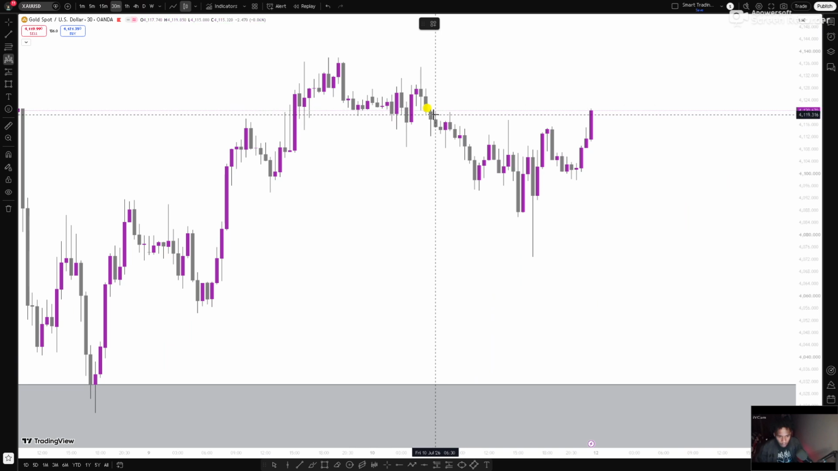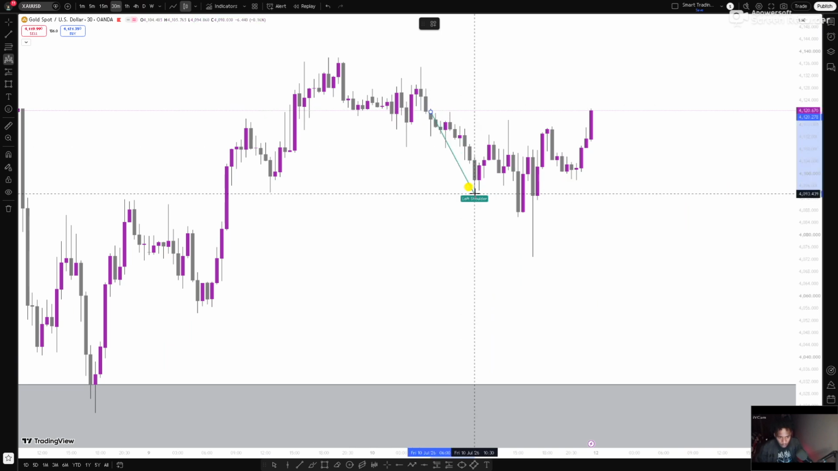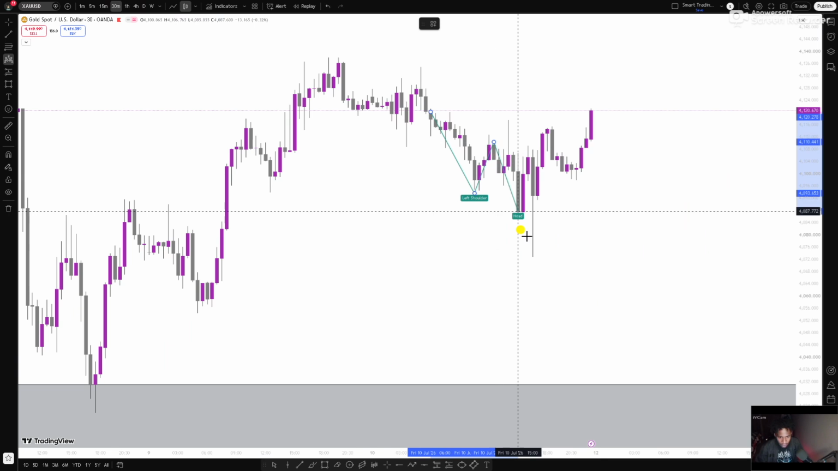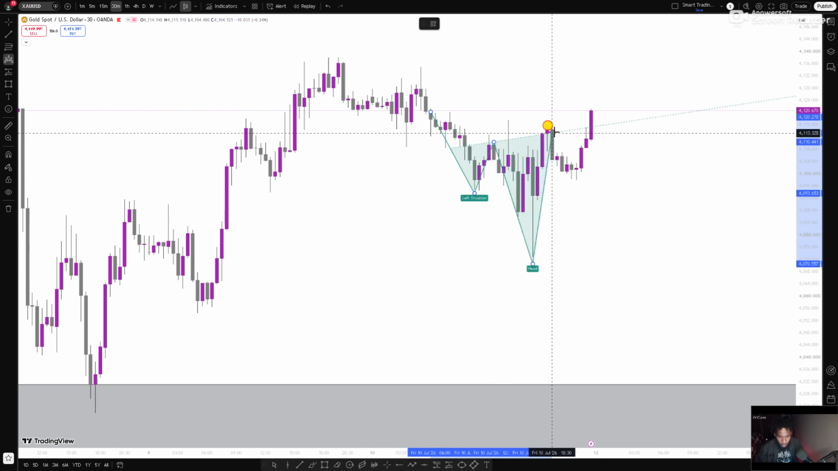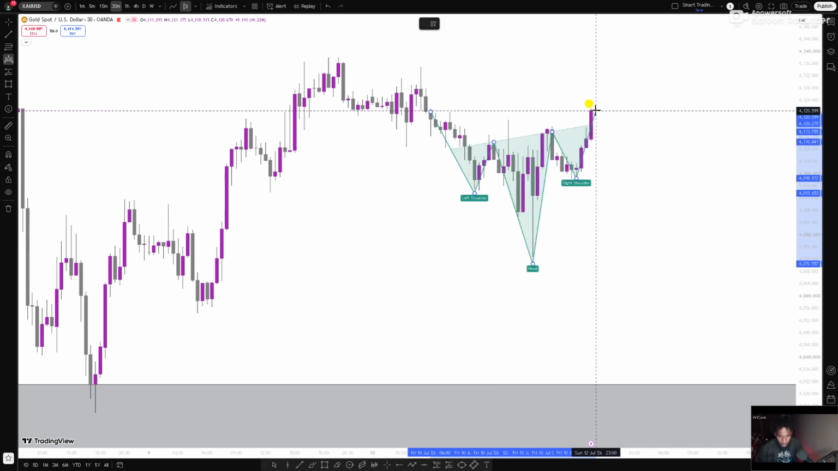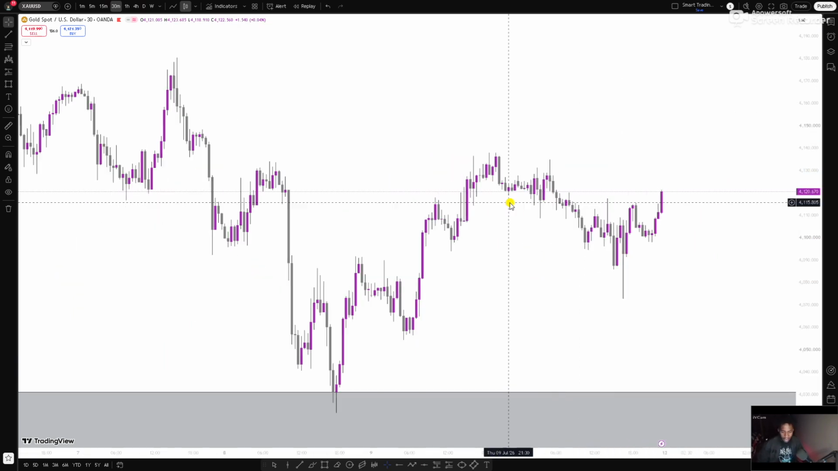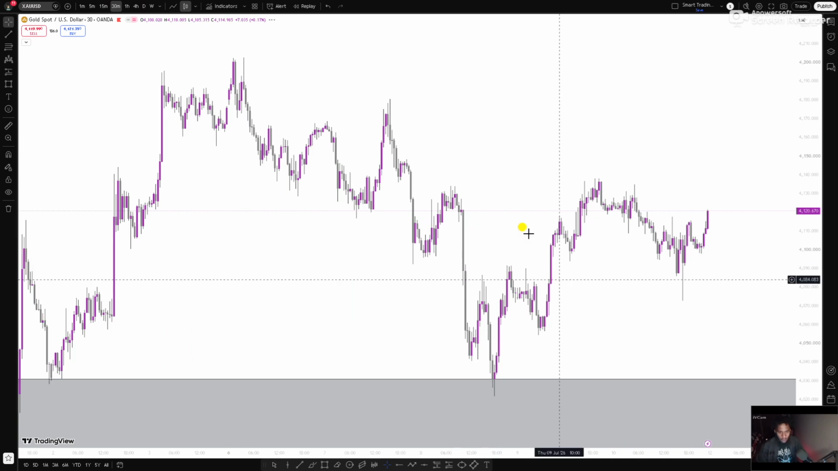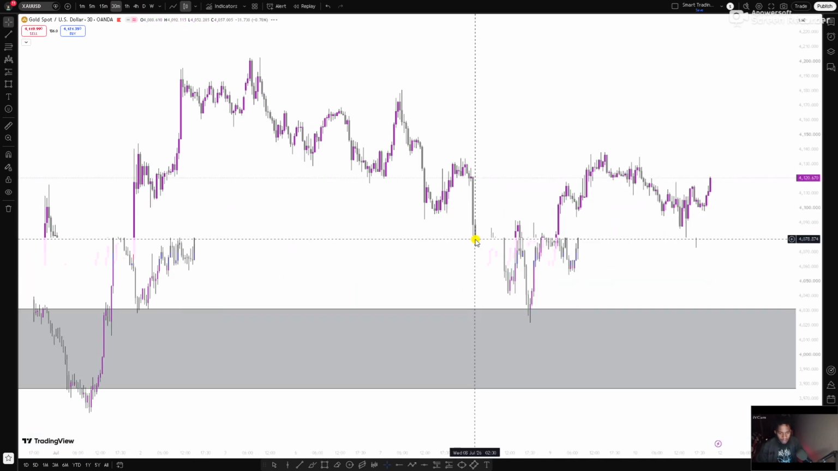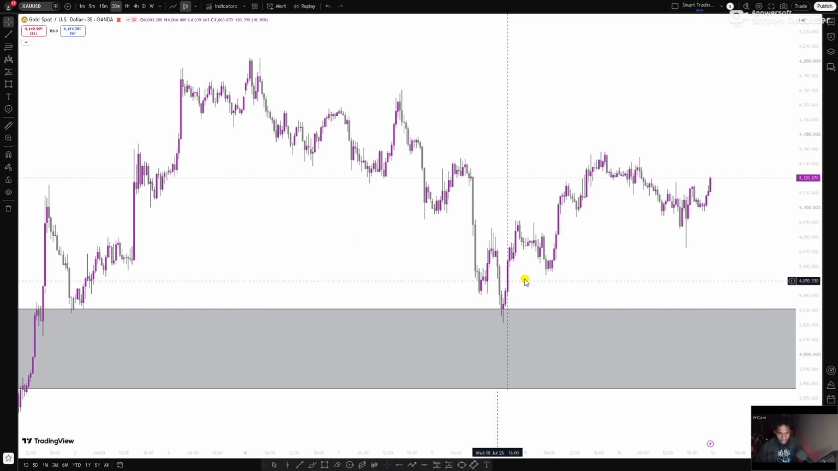So starting from here to here, we have our left shoulder, right? Coming all the way to here, we have our head, then our right shoulder, then this is where the pattern ends. It's a harmonic pattern, remember. Same as what's happening right here. We have so many head and shoulders. Over here, we have a head and shoulder.